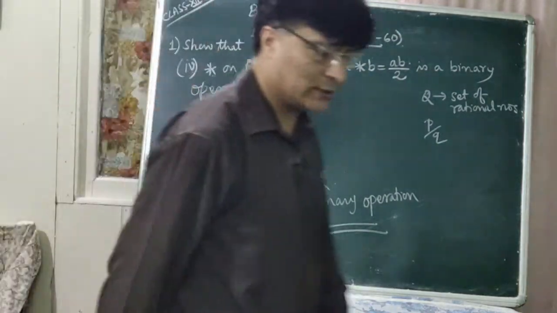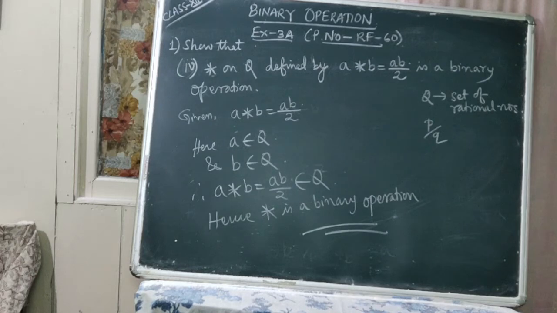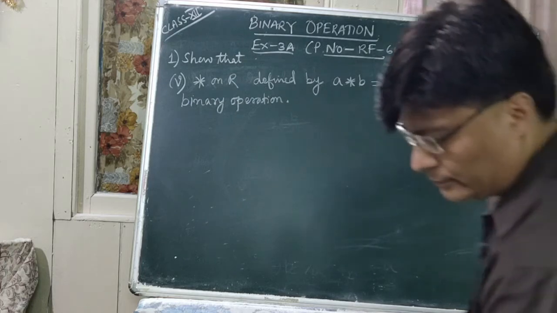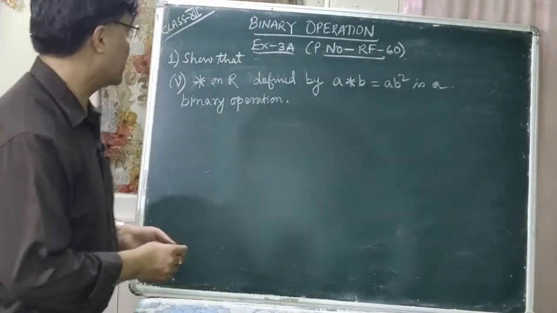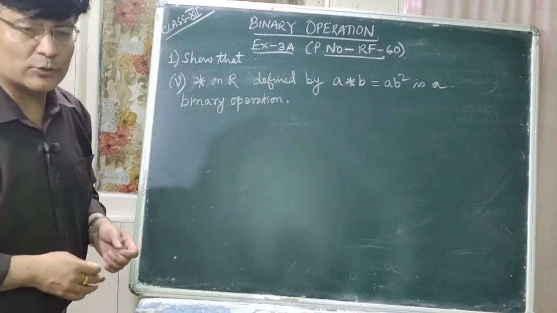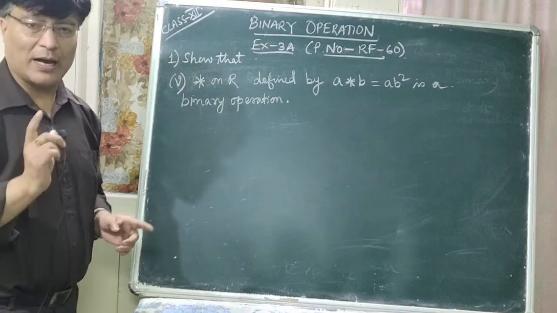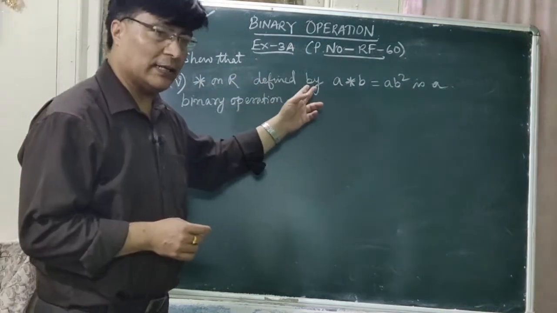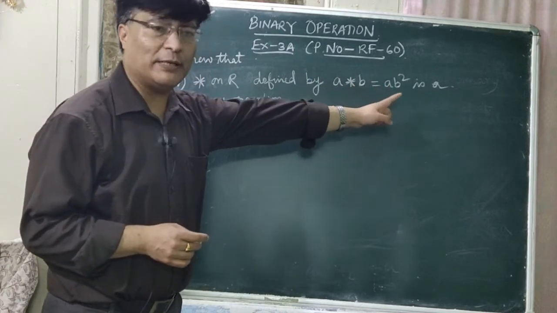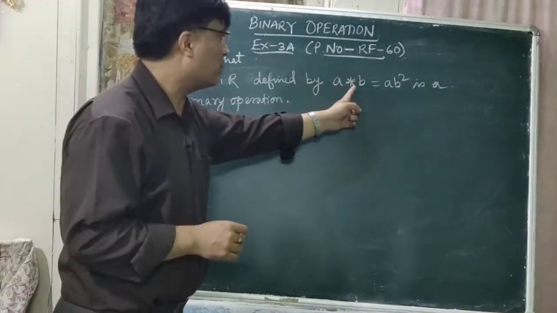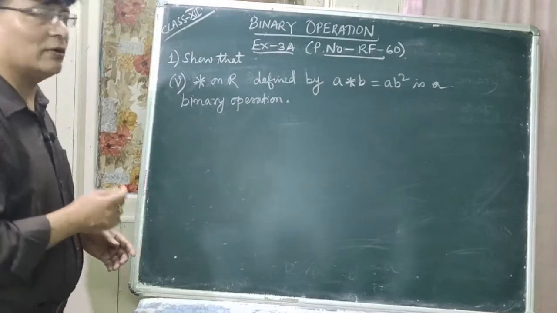Now we'll do the next question, that is question number 5. You have to prove that star on R, where R means real numbers, defined by A star B is equal to AB square, is a binary operation.